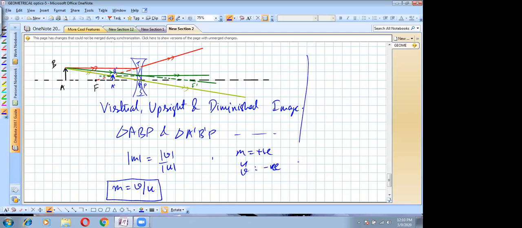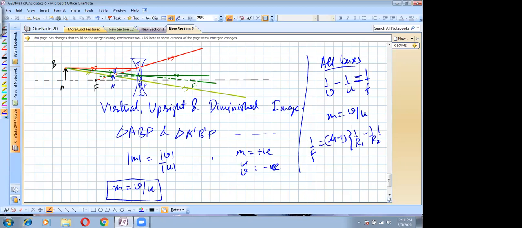So for all lenses now, you have the common formula 1 by V minus 1 by U is equal to 1 by F. And magnification is equal to V by U. And of course, you have the lens maker's formula for 1 by F. This applies to all thin lenses. Okay, so hope this is clear. You can make a quick note of this.